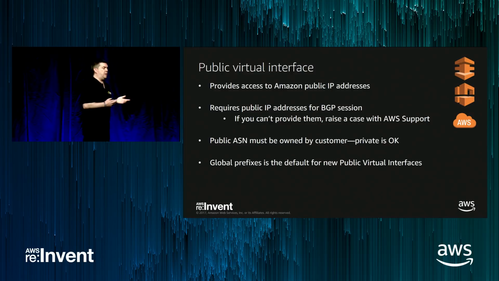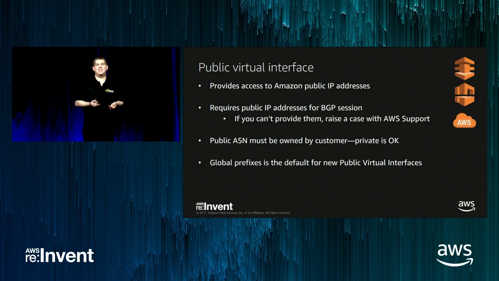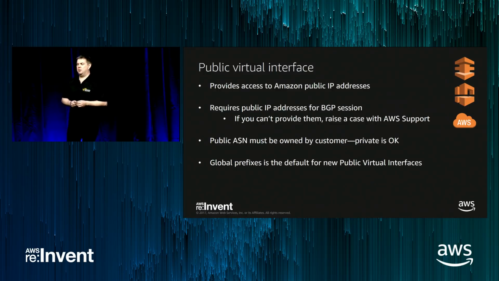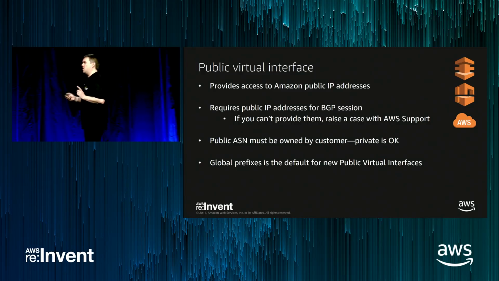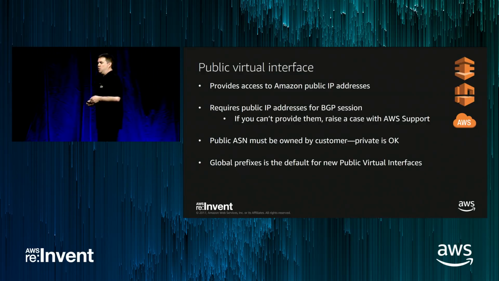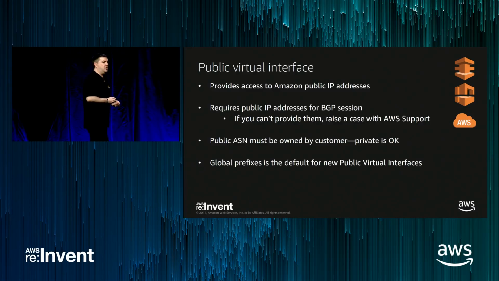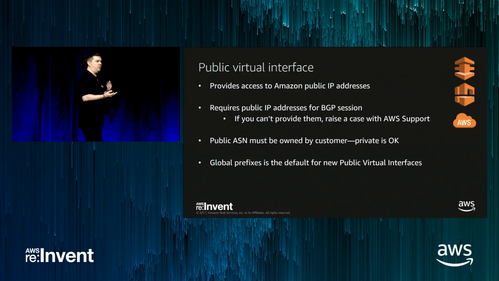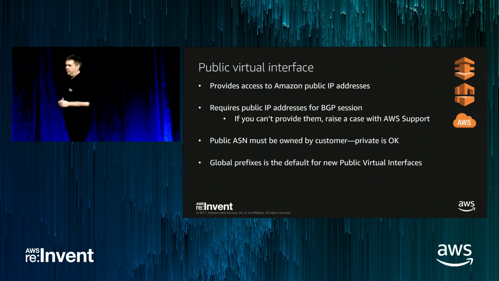If you choose to use a public AS number for your end of this session, you must own it. And again, we will validate that on a public virtual interface. If you use a private AS number, that's absolutely fine as well. But there is a slight difference in behavior here. If you use a private AS number, you won't be able to do AS prepending to influence our traffic decisions if you have multiple connections. Whereas if you are using a public virtual interface, you can do AS prepending.